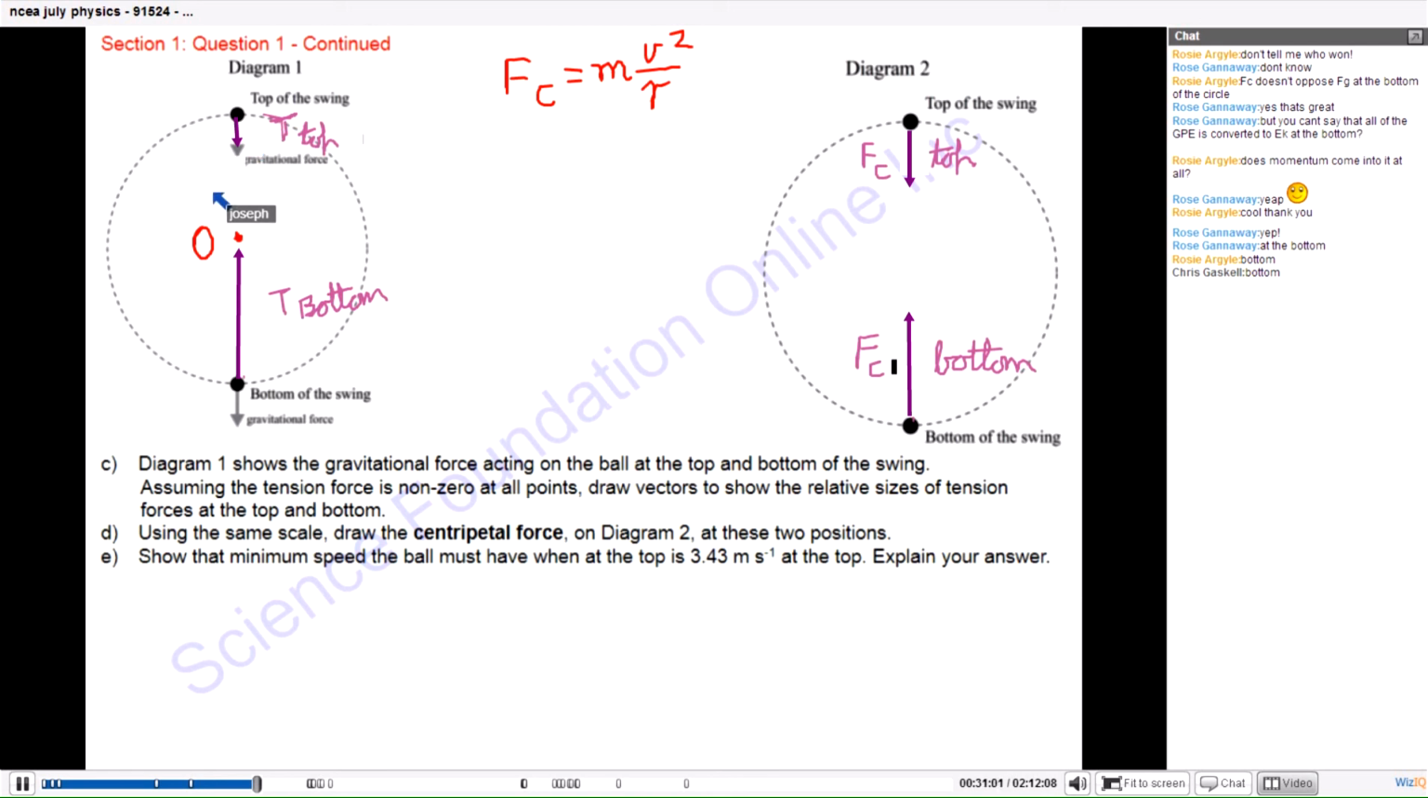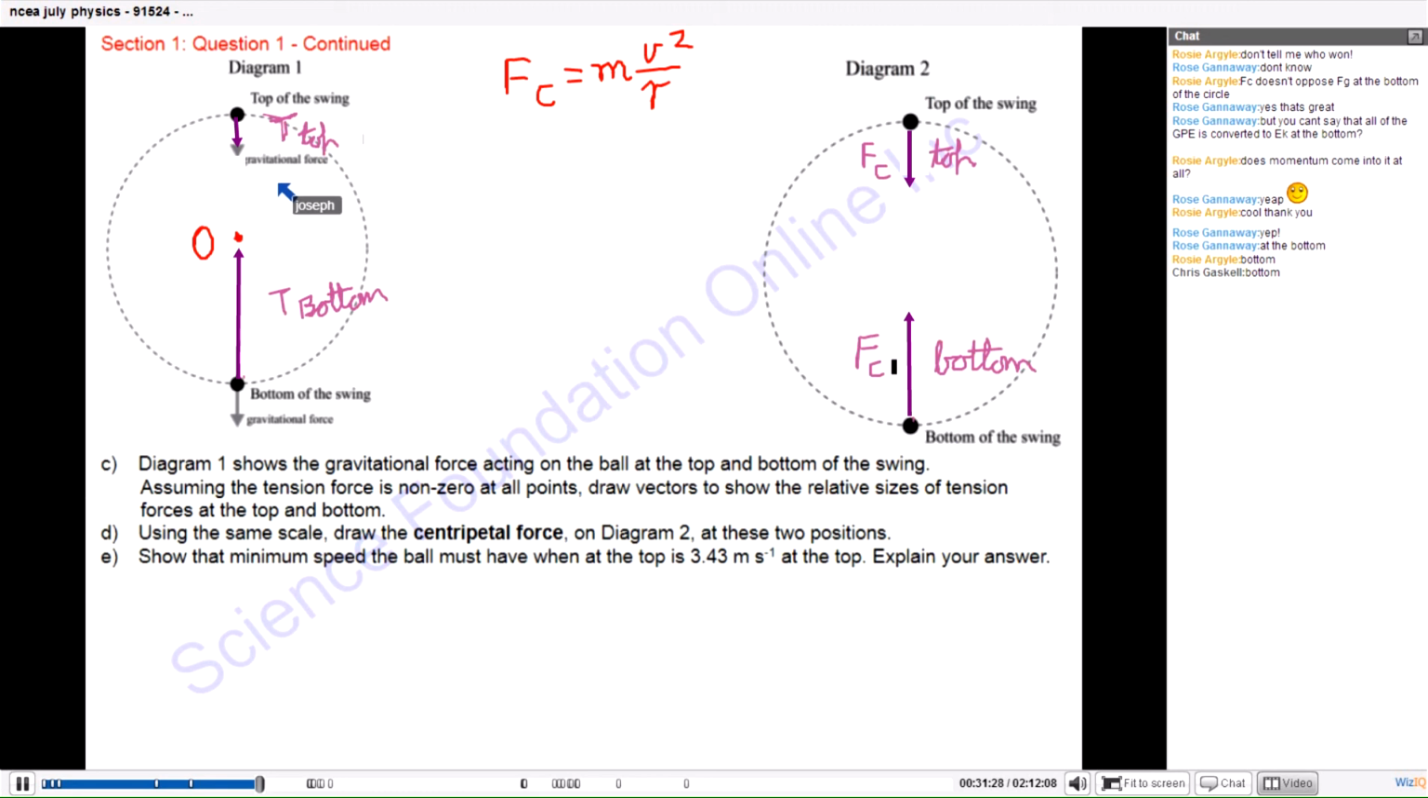Now, any question, anybody, please ask me and I'm happy to go through that or explain any aspect of that. Either C or D. I think D was easier to see simply by mv squared on r. Wherever the speed is bigger, the centripetal force required is going to be bigger. And that was clearly at the bottom of the circle. So that's why we drew it like that.